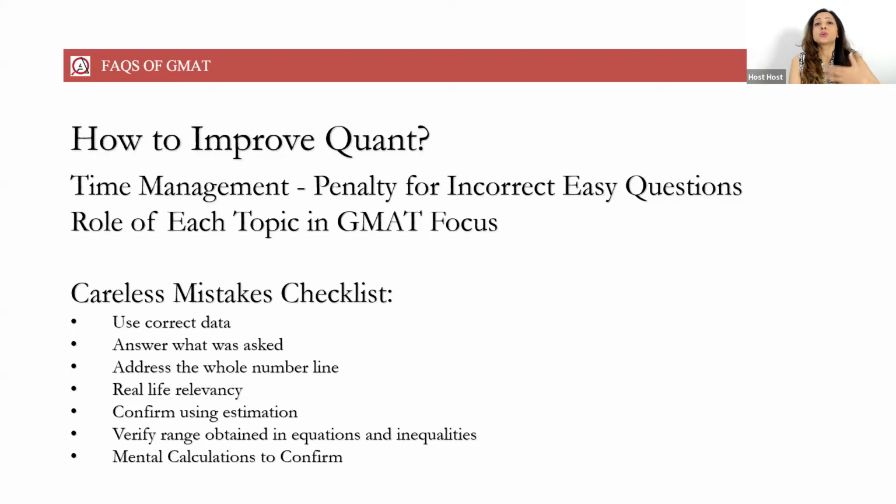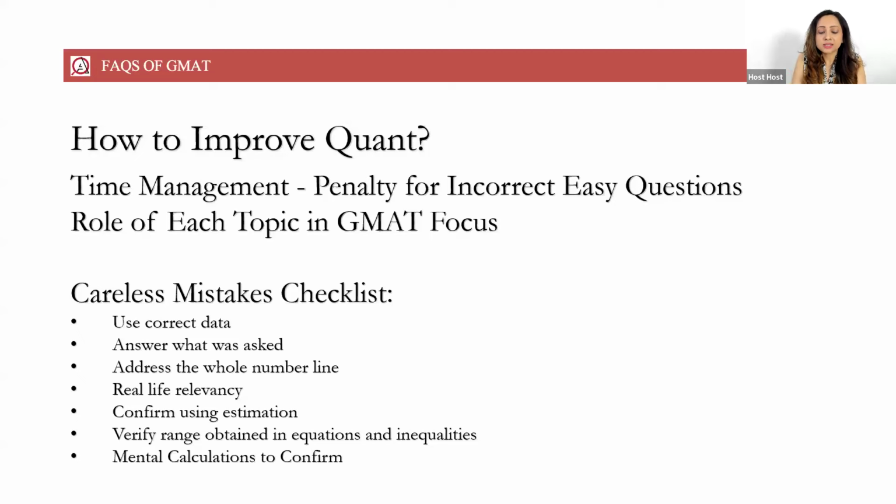So what this tells us is that intuitively, we do not have the whole number line on our mind. Intuitively, we only think about positive integers. And that is when we end up making a lot of mistakes in GMAT as well.